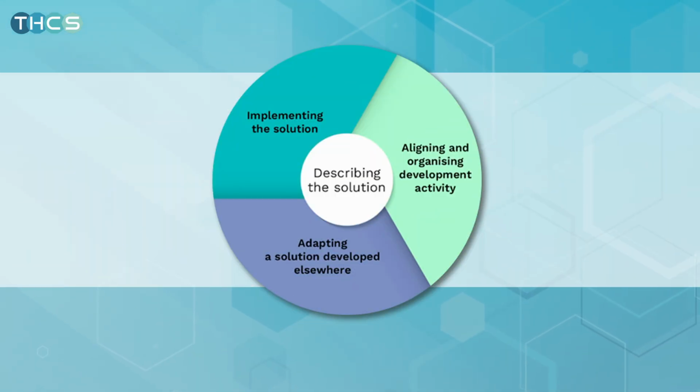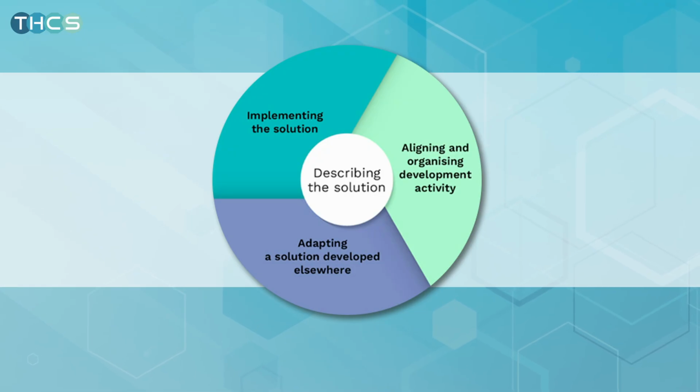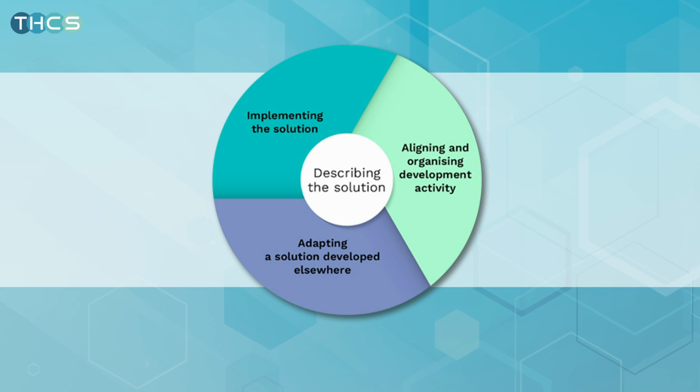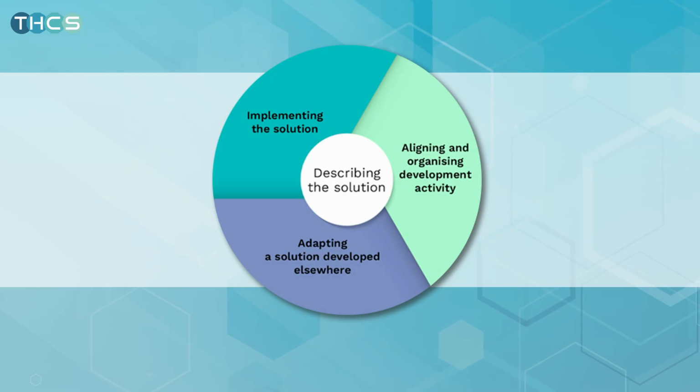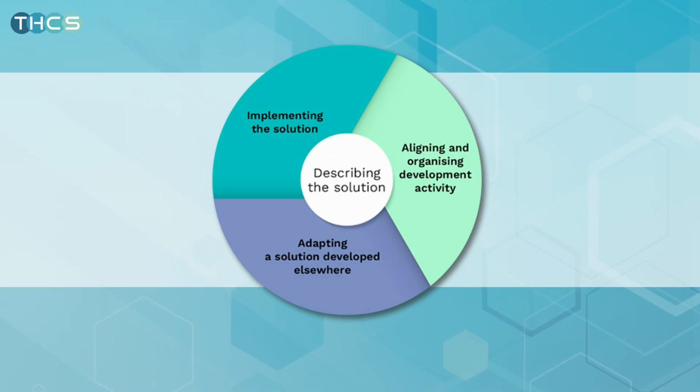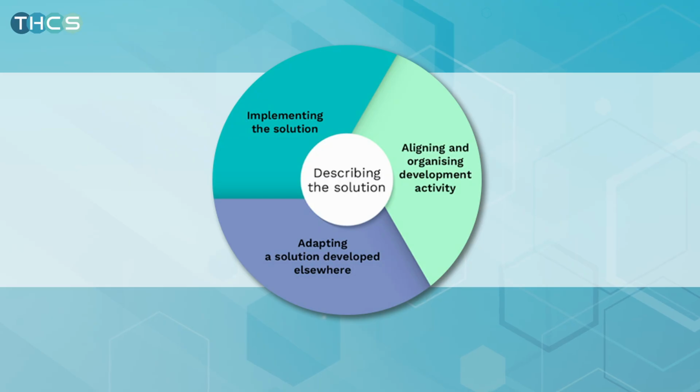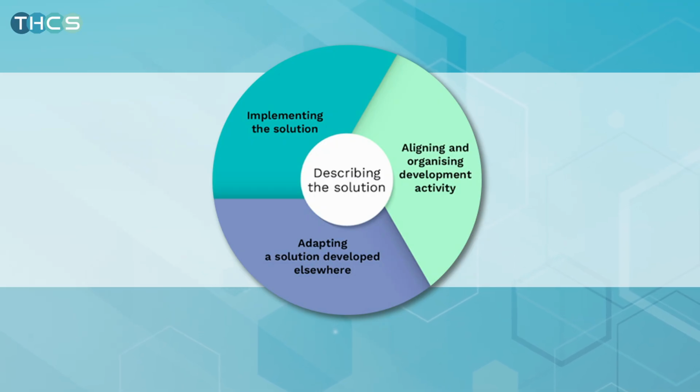The THCS framework highlights the key tasks you need to perform when transferring and implementing solutions. Importantly, this process is iterative. You move back and forth between tasks until sustainable change is achieved. The tasks are grouped into three interconnected sets of tasks: aligning and organizing development activity, adapting a solution developed elsewhere, and implementing the adapted solution. To explore how to describe health and care solutions and their adaptations, watch the video Introduction to Describing Health and Care Solutions in the THCS Knowledge Hub.